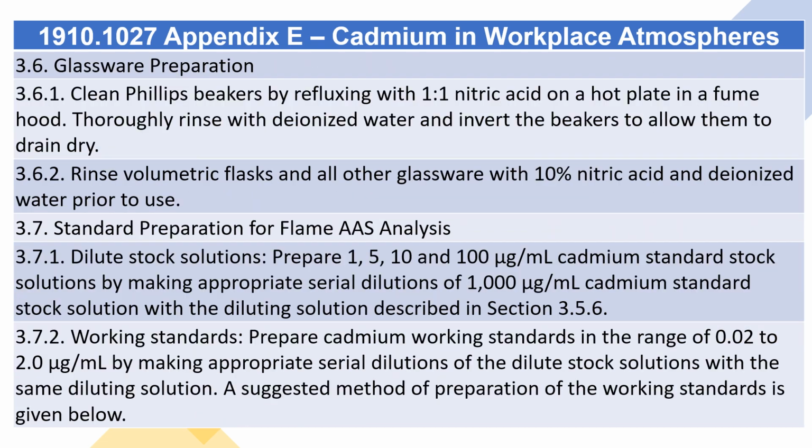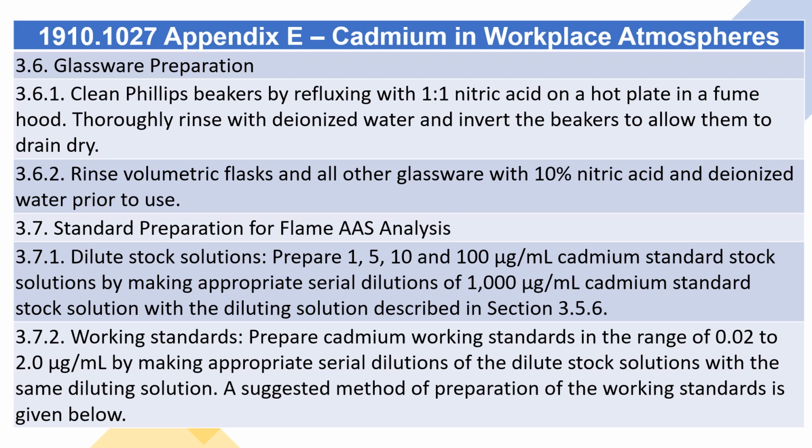3.6. Glassware preparation. 3.6.1. Clean Phillips beakers by refluxing with 1:1 nitric acid on a hot plate in a fume hood. Thoroughly rinse with deionized water and invert the beakers to allow them to drain dry. 3.6.2. Rinse volumetric flasks and all other glassware with 10% nitric acid and deionized water prior to use.